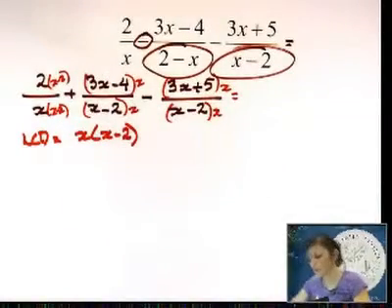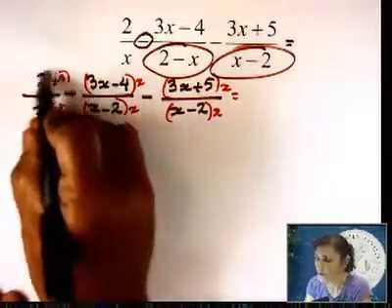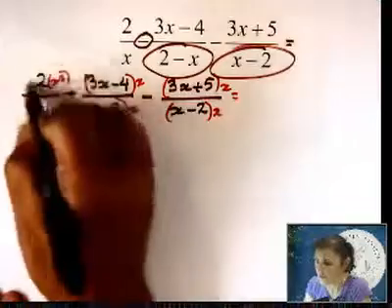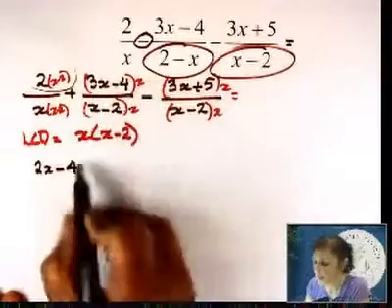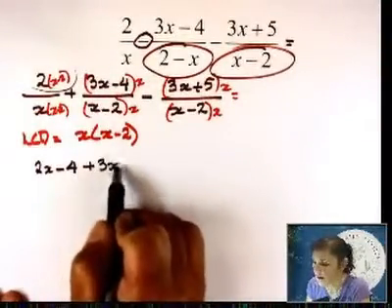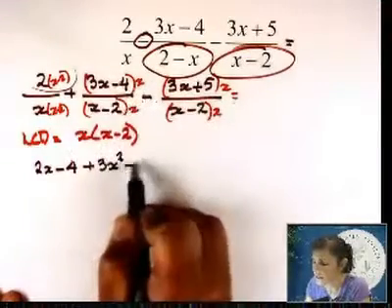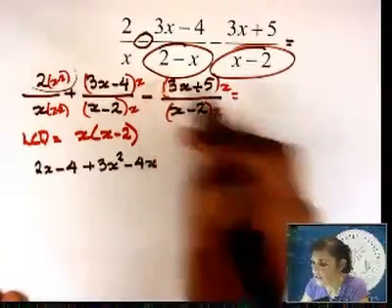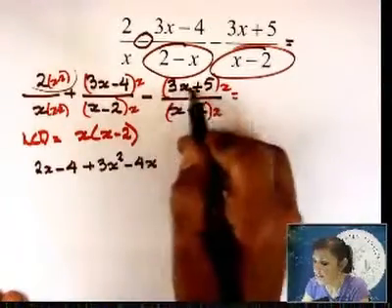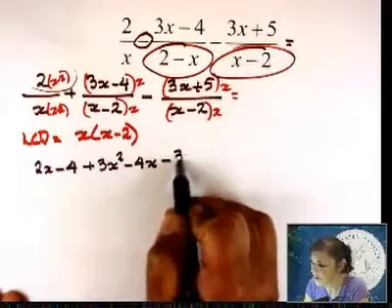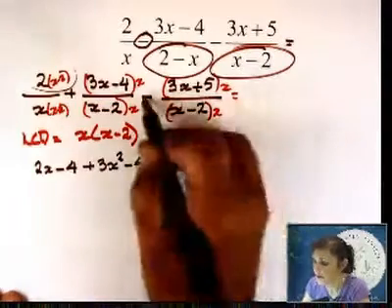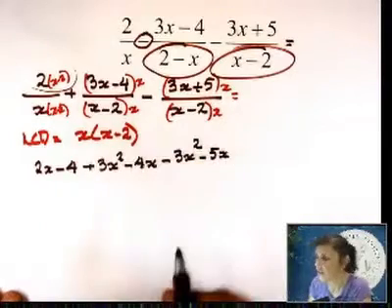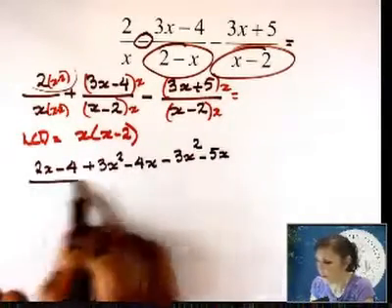Let's make it all pretty. I'm going to FOIL them out. 2x minus 4. That's this one. X times that, that's 3x squared. X times negative 4, that's negative 4x. Now I'm going to work this negative and that x in. Negative 3x times x, that's negative 3x squared. Negative 5 times x, that's negative 5x. That's the whole top. Over.